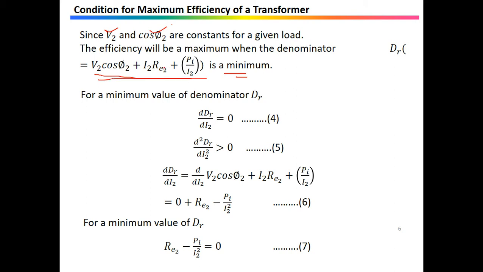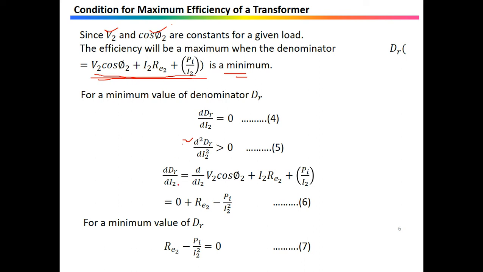It will be minimum only when its first order derivative is 0 and its second derivative is more than 0. So it will be positive, then it will give us a minimum. So what we are doing first, we are taking the first order derivative of this equation with respect to the load current I2.